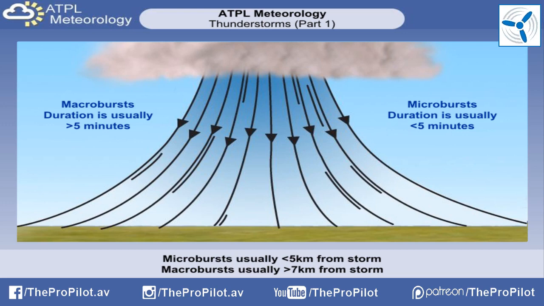Microbursts are the concentrated downdrafts under the convective cell. These are usually very strong, but restricted to within 3 nautical miles or 5 kilometres of the cloud. Macrobursts are similar, but are larger, extending out to as much as 5 nautical miles or 7 kilometres away from the cloud. Micro and macrobursts are usually accompanied by precipitation, and their presence can be noted. But on occasions the strong downdraft is dry, making them far more difficult to spot.